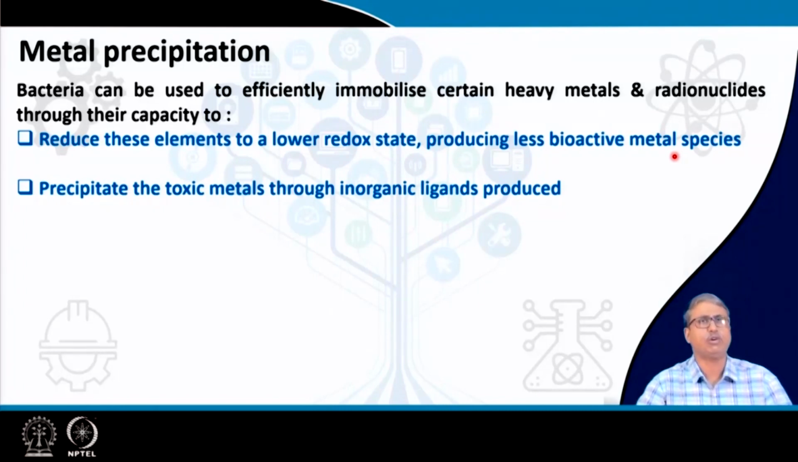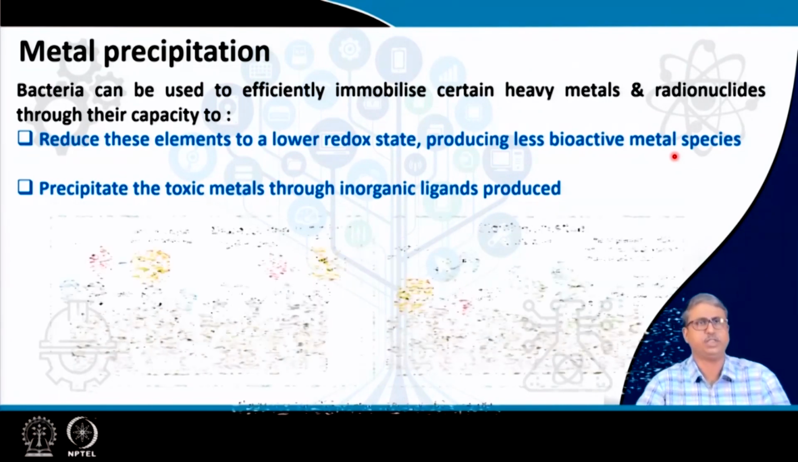This precipitation can also be achieved through inorganic ligands produced, that we have learned during our biomineralization discussion, that by producing different inorganic ligands like sulfides, hydrogen sulfide or phosphate or even carbonate, the microbes can also lead to the precipitation of the metals, like even uranium can be precipitated as uranyl carbonate or uranium phosphate, and many other heavy metals can be precipitated through sulfide precipitation.